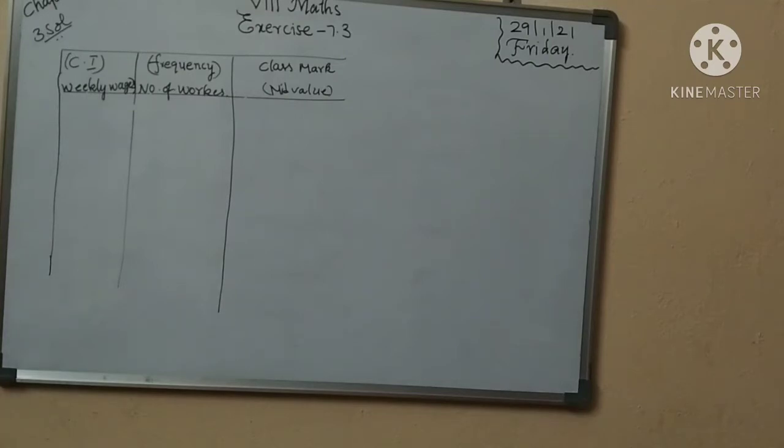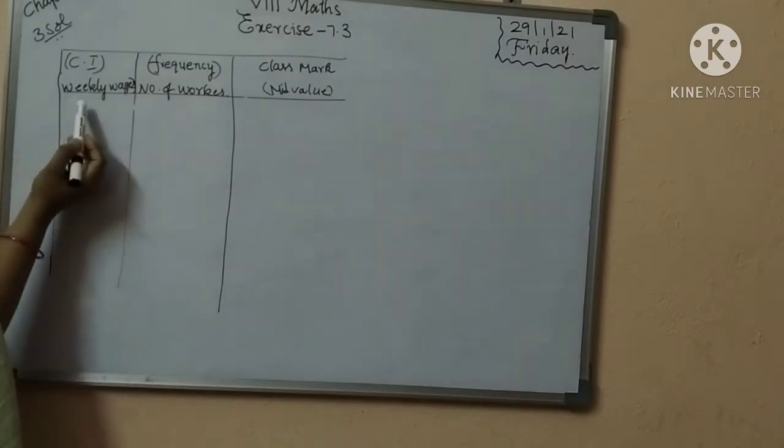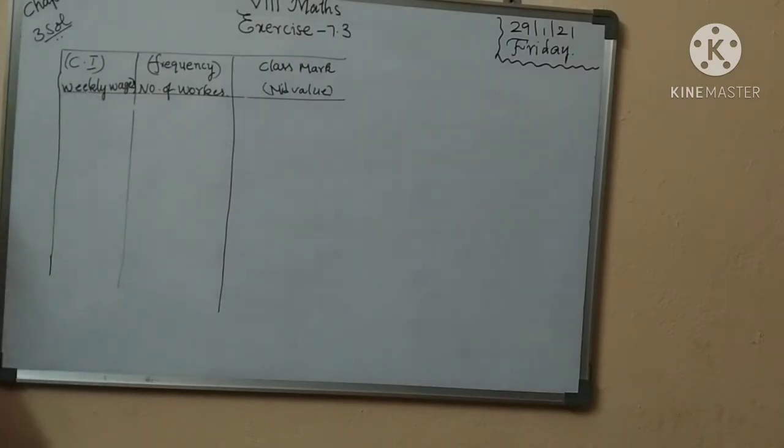Here in this third problem, we draw two types of graphs. What is the first one? The histogram, and on the same graph we draw the frequency polygon. Okay children, first we write the table. First, weekly wages, which means the class interval, is already given in the problem.